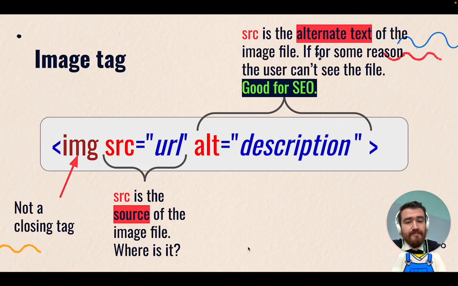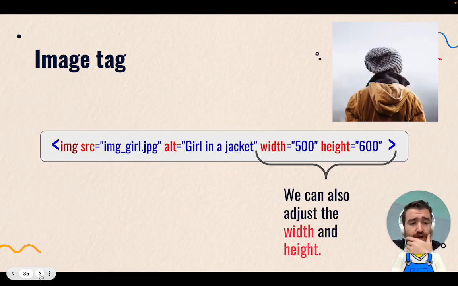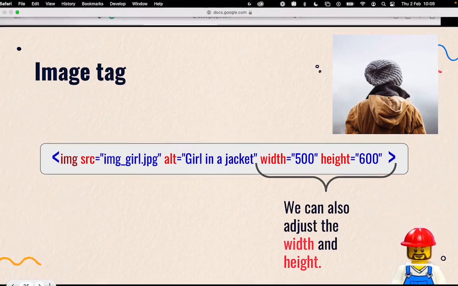So before we go to CSS, we could here add another attribute. So we could add the attributes width and height. So again, here we have an example. The source is imggirl.jpg. The alternate text is girl in a jacket. And then we have height and width. So we have width of 500 pixels and height of 600 pixels. So we can always adjust that. Let's go to Trinket and see how this works.